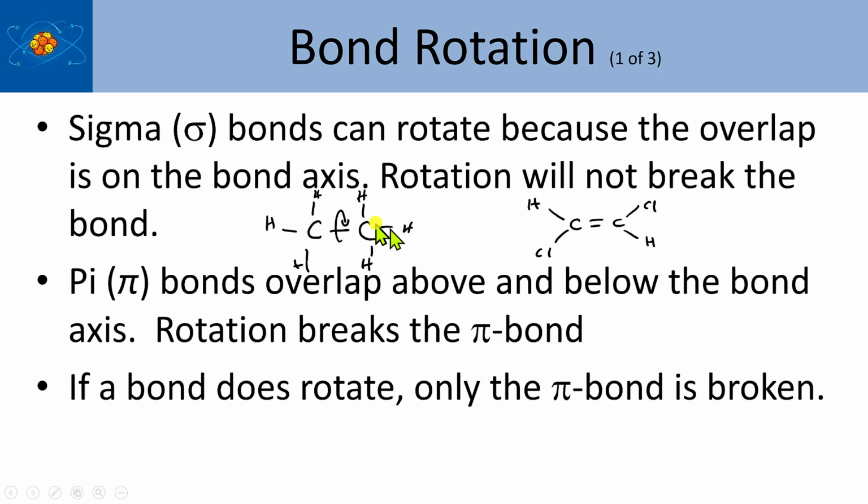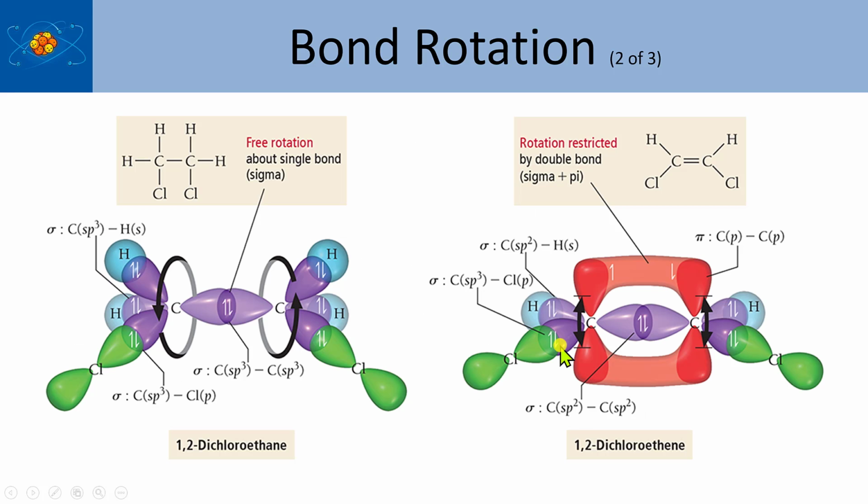So what it says here is that sigma bonds can rotate because the overlap is on the bond axis, and rotation doesn't change the degree of overlap or break the bond. On the other hand, the pi bond overlaps are above and below the bond axis, and so when you rotate it, you end up breaking the bond. If you do get a bond like that to rotate, you have to add energy to it. So a double bond can rotate, but it can only do it if you break the pi bond and leave the sigma bond intact.